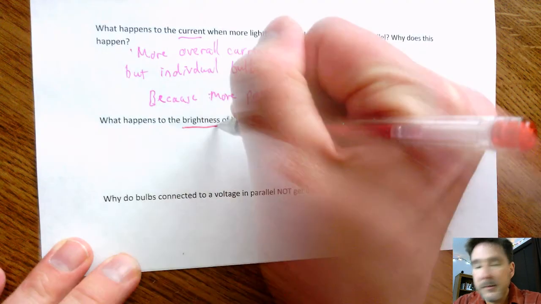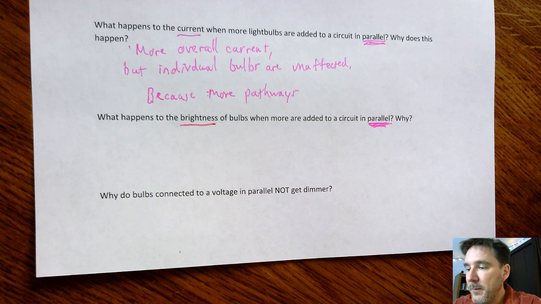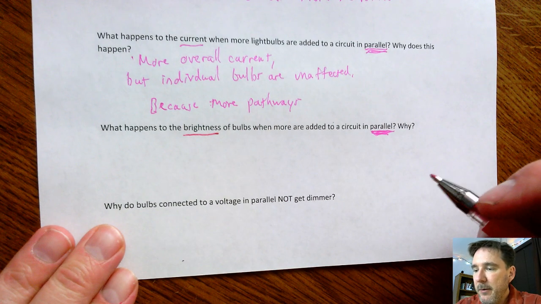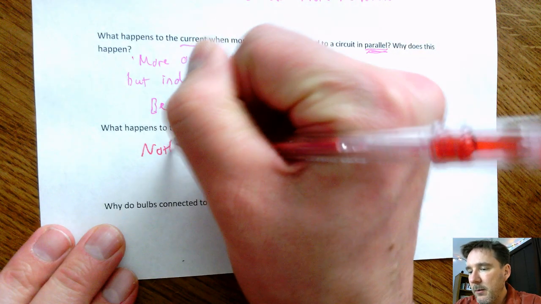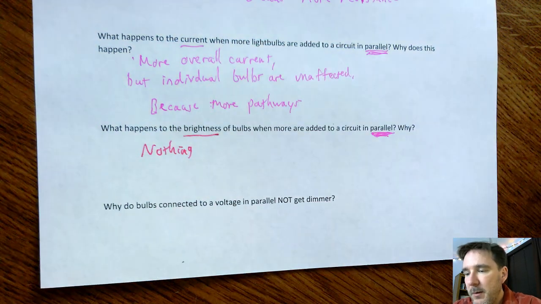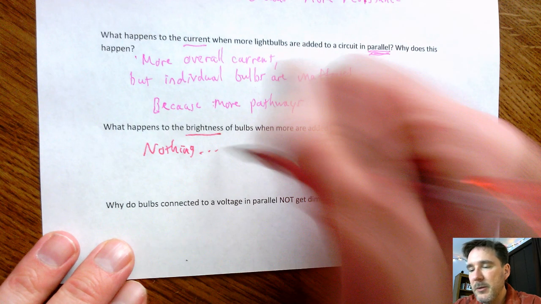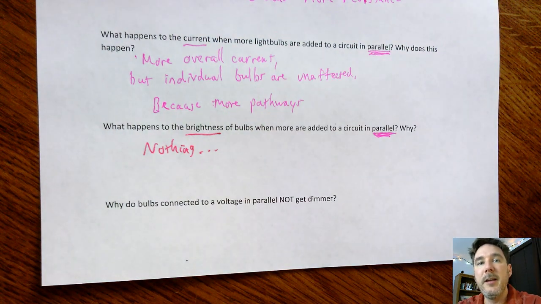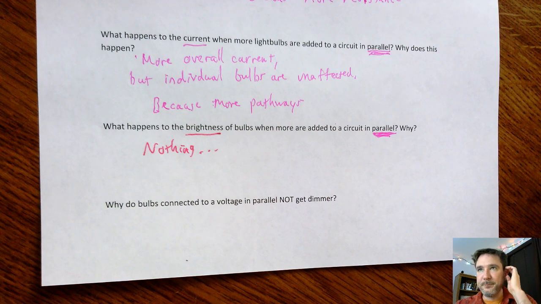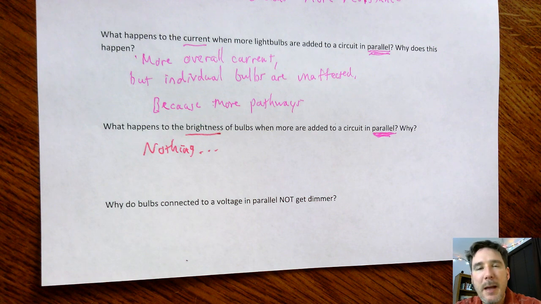So what happens to the brightness when they're added in parallel? Nothing. Okay? Nothing happens, because of the reason I said before. I explained it already: you have more options, and so nothing's going to happen.